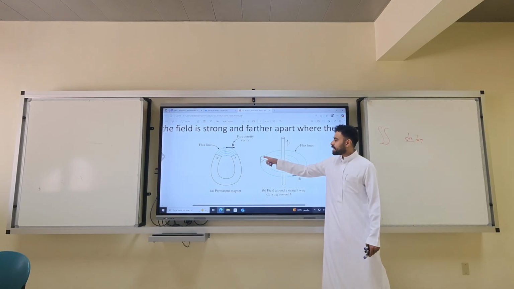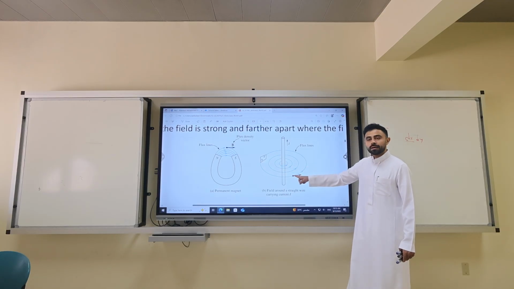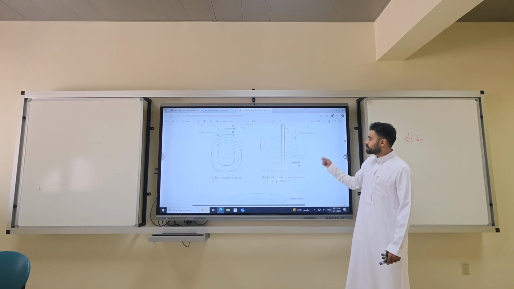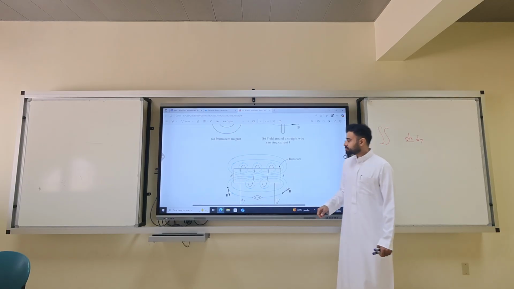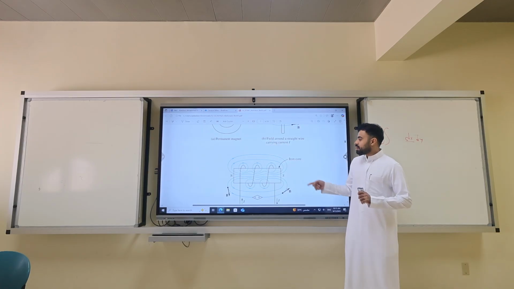If you put a compass here, this compass has north and south, and the north would point to the direction of the vector B, the magnetic flux B.